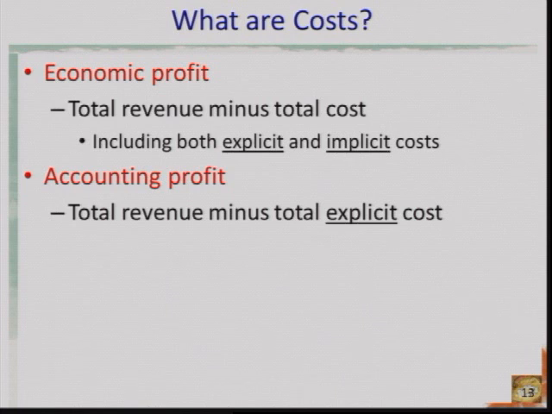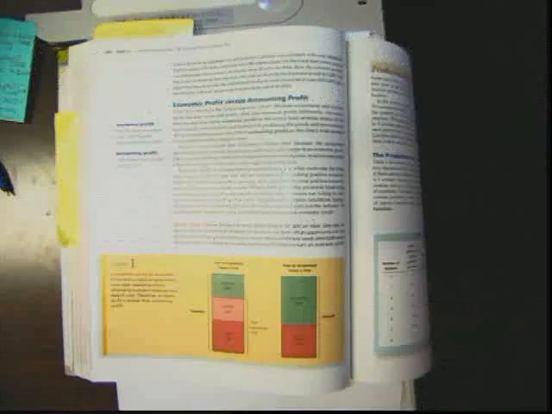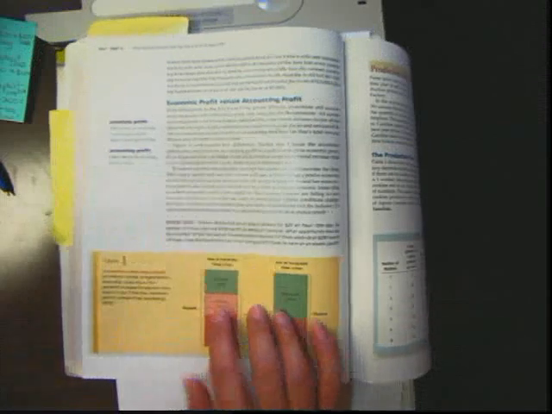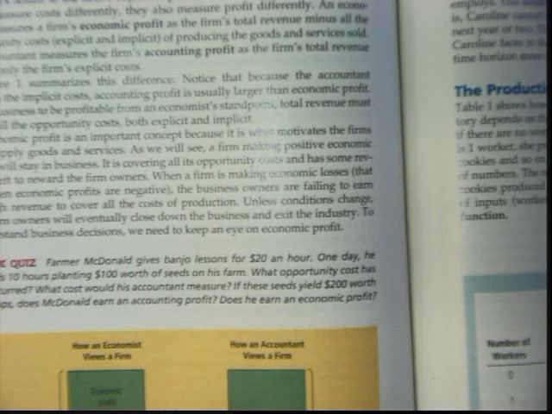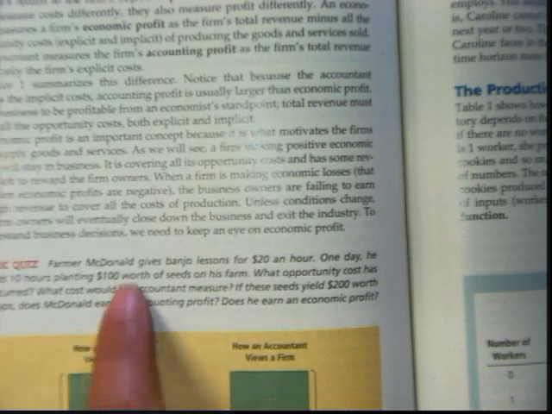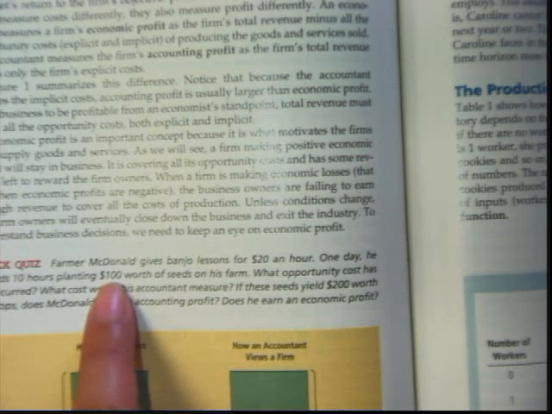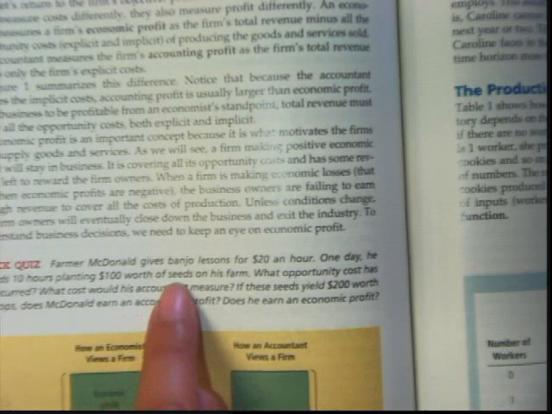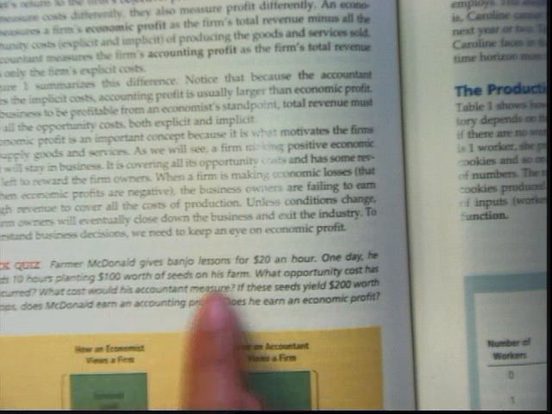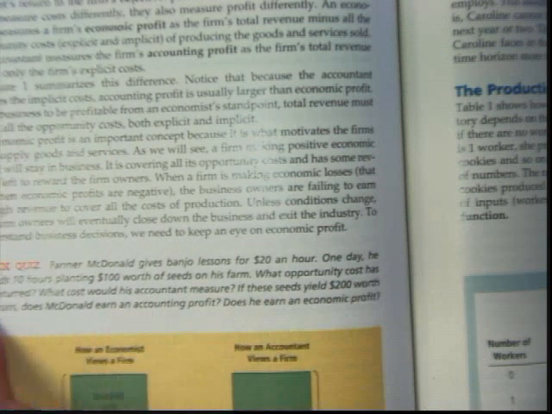And I'm going to switch over here to page 262 in your book. There's just a little example with Farmer McDonald. Okay, he gives banjo lessons for $20 an hour. But one day he decides to spend 10 hours planting $100 worth of seeds. Remember, this is an explicit cost. He's actually going to go to a feed store and pay $100 for seeds to the cashier before he can bring those home. What opportunity cost has he incurred?